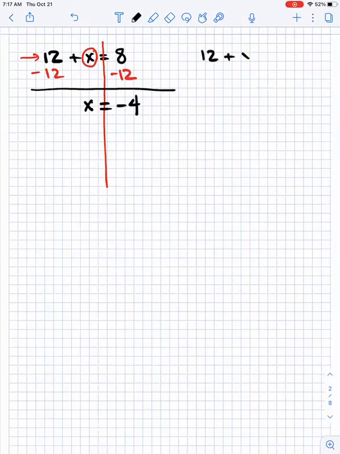So to check this again, I'm going to replace the X with parentheses, write everything else the way it is, and then I get 12 plus -4. Again, that's a battle. This time the positives win, and we subtract the numbers. So we get 8 equals 8, which means I'm good.